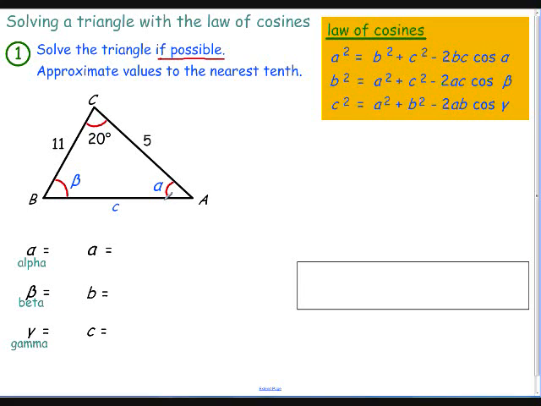We do not know what alpha is. Beta is unknown, but gamma is 20 degrees. We have A is 11. We have B is 5. So, I want to find out what C is, right? So which one am I going to choose? I'm going to choose this one.